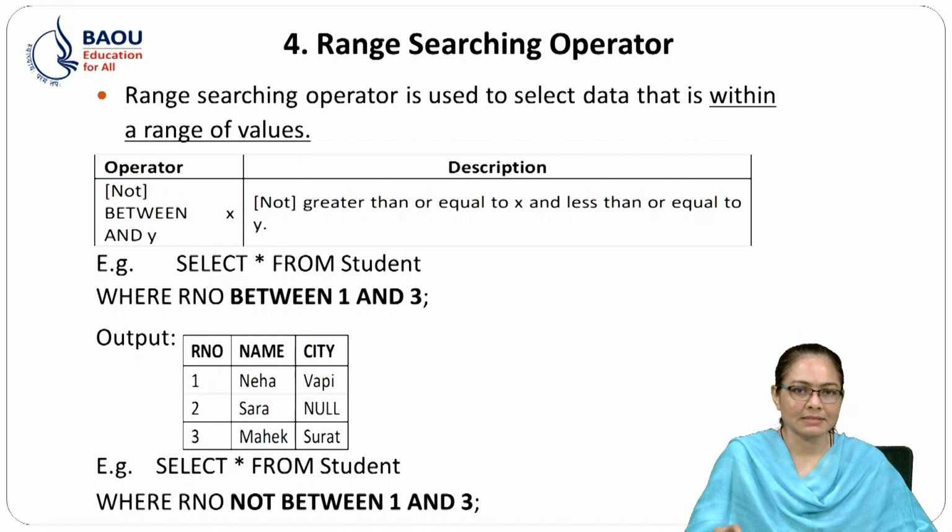Now, in the same way, NOT BETWEEN is used. Select star from student where roll number not between 1 and 3. The output of this query displays no rows selected because there are only 3 records in the table. If roll numbers 4 and 5 were present, then they would be displayed.